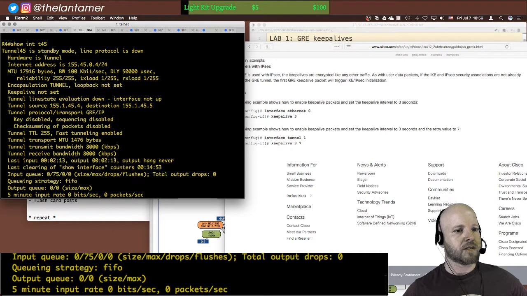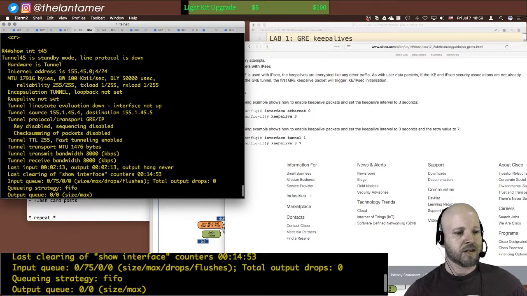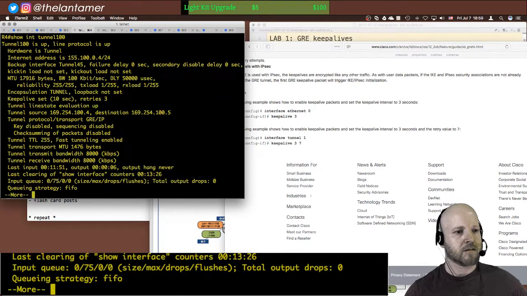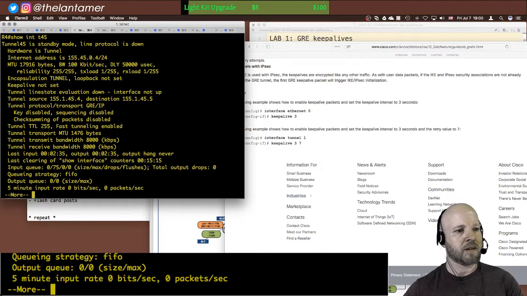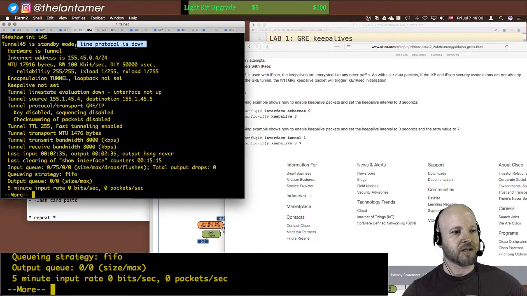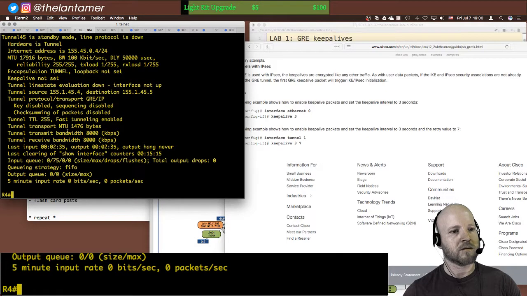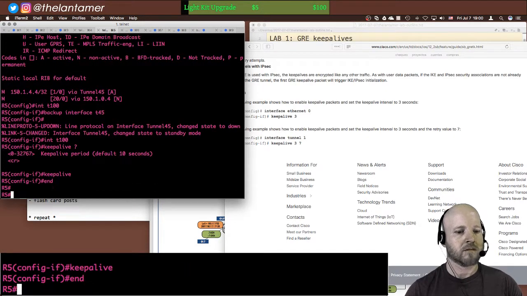Now here it's in standby mode. It's interesting. In the first line it says tunnel is up, but here it doesn't say it's up. It says it's in standby mode, the line protocol is down. So that's interesting. Keep alive is not set here. Okay.